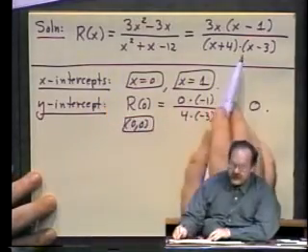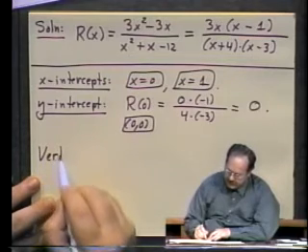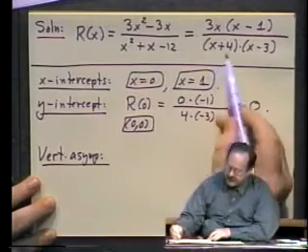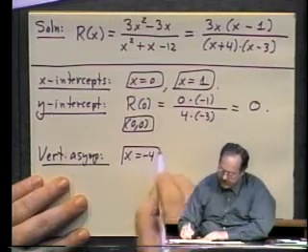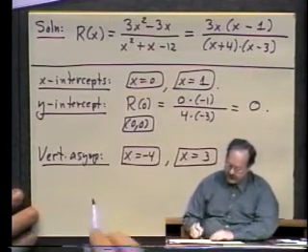Okay, r of x is in lowest terms, so that means immediately I can write down the vertical asymptotes. Because if it's in lowest terms, I simply look at what makes the bottom 0. That's going to be x equals minus 4 and x equals 3. Collecting lots of information.